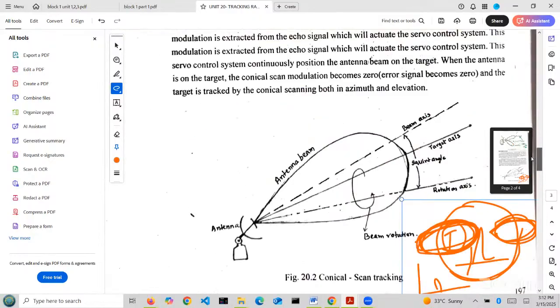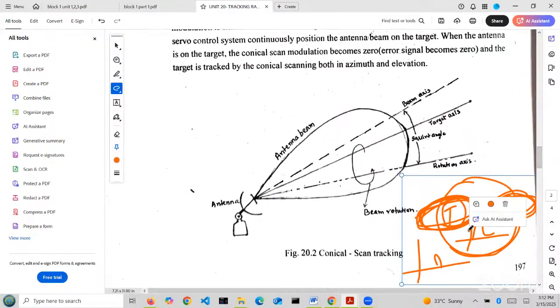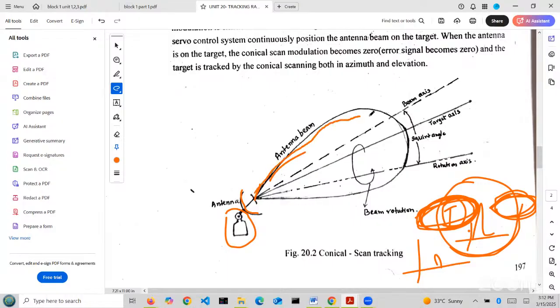See here, we have the antenna. Here is the servo mechanism system. From this conical shape, the antenna beam is searching for the target material. It is continuously rotating to check where the target element is. So it is producing two axes. One axis is called the beam axis. The other axis it produces is called the rotation axis. The difference between these two, the beam axis and the rotation axis, is called what? Squint angle.